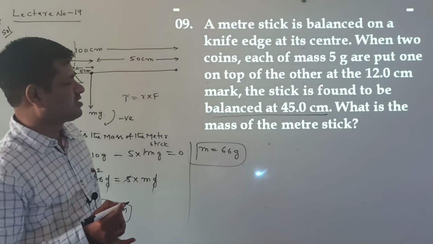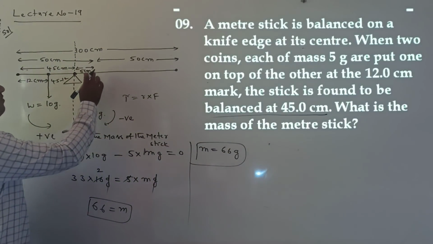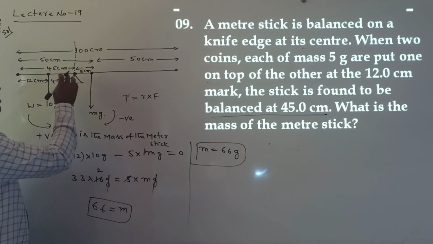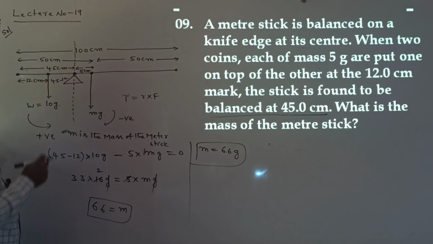Now the stick is found to be balanced. Now the balanced point changes. Initially the middle was at the 50 centimeter mark. Now it is at 45 centimeter from this side. Up to here the balanced point is 45 centimeter.